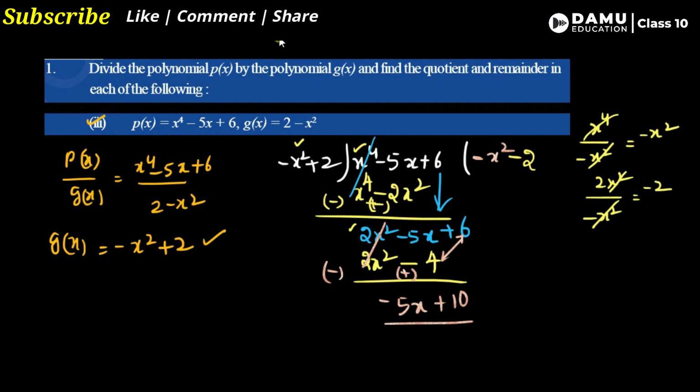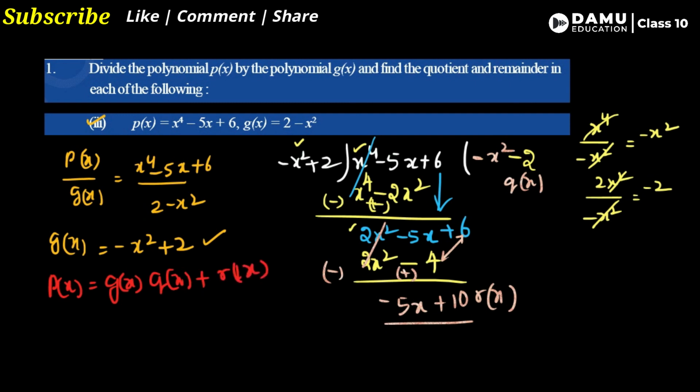So what is this here? This is q of x. This is r of x. Let's write the expression as given, that is, p of x will be equal to g of x into q of x, that is quotient, plus remainder r of x. So what is the quotient here? The quotient q of x will be equal to minus x square minus 2. Then what is the r of x? So what is the remainder? Minus 5x plus 10. So these are the required values.